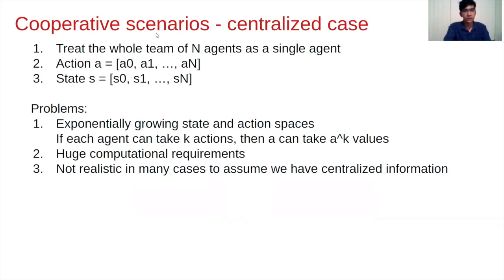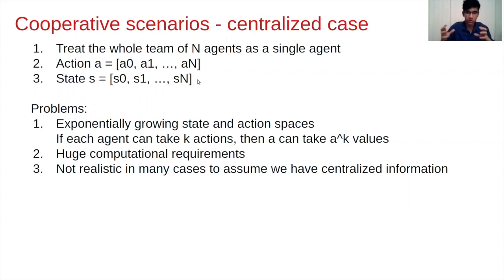So cooperative scenarios can be seen in two ways. One is the centralized case. Let's say we have a whole team of n agents. You can treat the whole team as a single agent. How can you do it? You can say that the action of the team is the aggregation. You concatenate the actions of all n agents, A1 to AN, and the state is really S1 to SN.